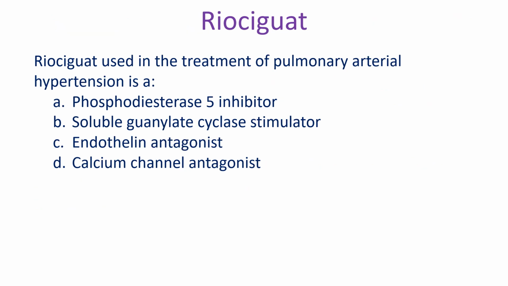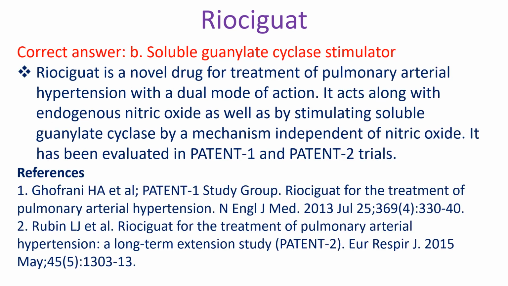Riociguat, used in the treatment of pulmonary arterial hypertension, is a A. Phosphodiesterase 5 inhibitor, B. Soluble guanylate cyclase stimulator, C. Endothelin antagonist, D. Calcium channel antagonist. Correct answer B. Soluble guanylate cyclase stimulator.